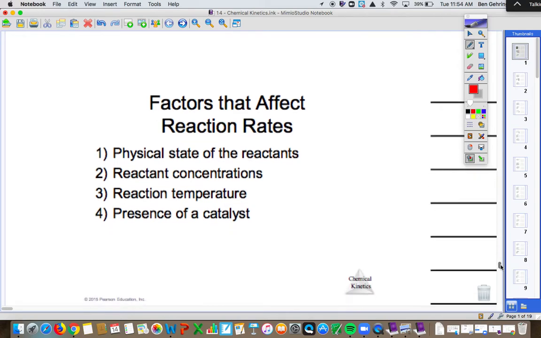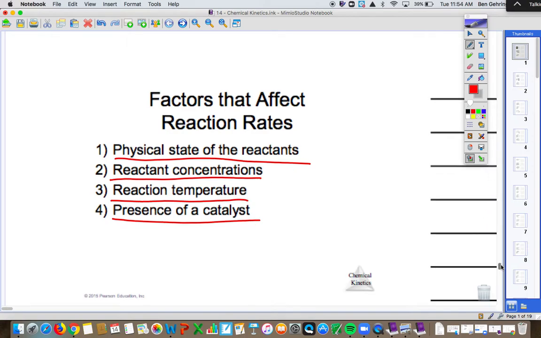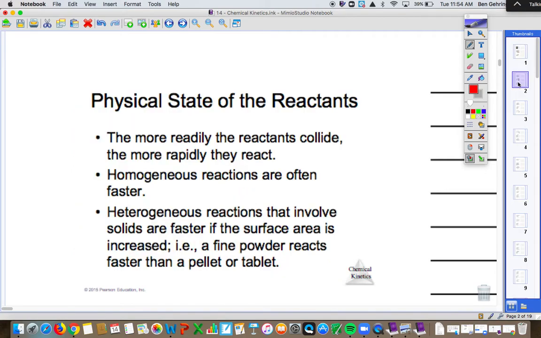So first thing, today's big topic is there are 4 factors that affect the rate of reaction. The 4 factors are: 1, the physical state of the reactant, whether it's a solid, a liquid, a gas, or if it's aqueous, being dissolved in water. 2nd, the reactant concentrations. So how much is there? 3rd, reaction temperature. And 4th, the presence of a catalyst. We'll talk about those as well. But those are the 4 factors we're going to discuss that affect the rate of a chemical reaction.